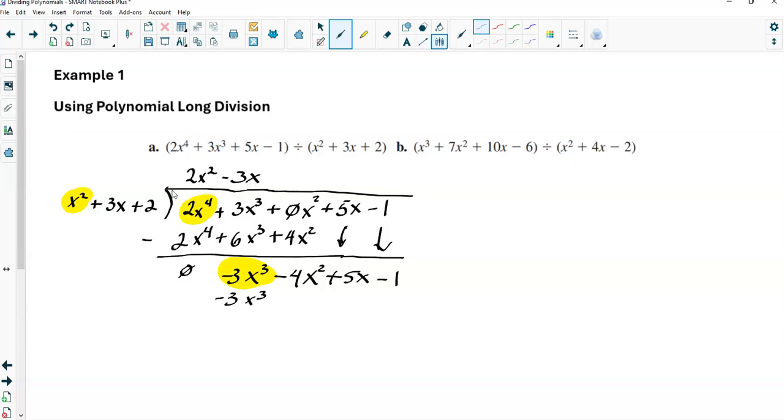Then multiply times the second term. Negative times positive is a negative. 3 times 3 is 9, and that would be x squared. X times x. Then multiply that times the third term. So negative 3 times positive 2 is negative 6x. And again, you need to subtract. So that negative changes this to positive. These are opposite, so this cancels out to 0. This becomes positive because of the negative. So 9 minus 4, that is 5x squared. Negative and negative becomes positive, so 5 plus 6, that's 11.